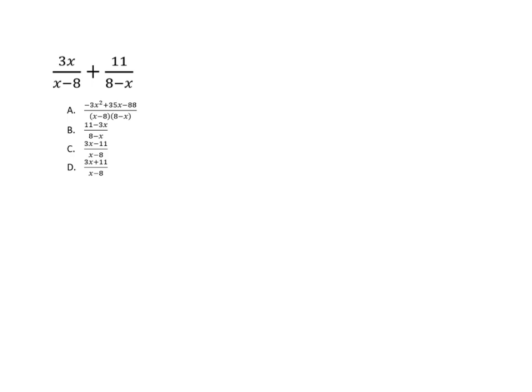In this problem we're adding, and when we add, we need to have a common denominator. Now if we look at our denominators, they actually look really close. If I have x minus 8 and I have 8 minus x, the second denominator is actually just the flip of the first denominator.